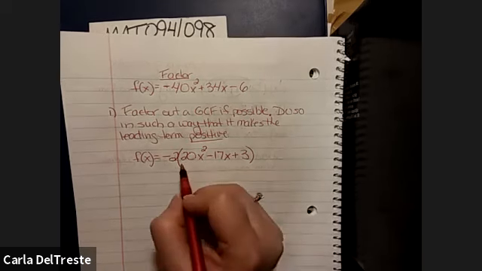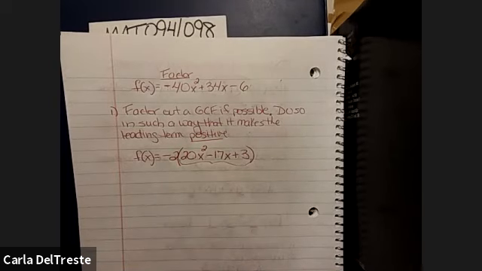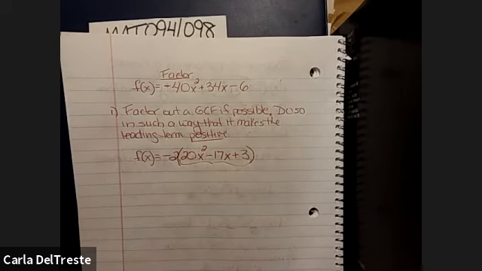So now I'm looking at what's left in the parentheses. First, I'm making sure that it's a quadratic. So yes, it is a quadratic. It has a high power of 2 on the variable, which means I can continue moving forward, okay?